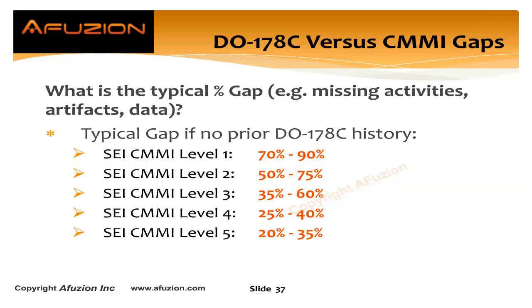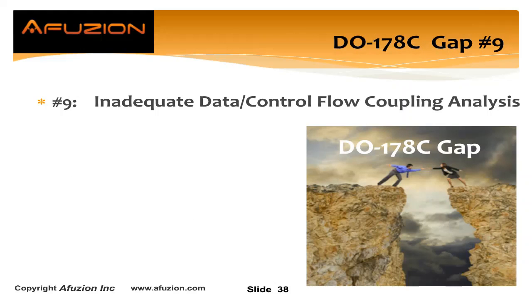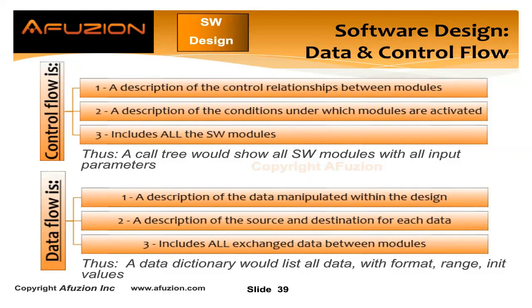Now, data control flow analysis. This is an interesting one. Almost always we find gaps in this area as well. So remember, software design, data control flow. Control flow simply describes the control relationships between modules. Who calls what, when, where, how. What are the conditions under each module activation? It includes all the software modules, RTOS, kernel, DSP, drivers, graphics. It's really a call tree that's complete.